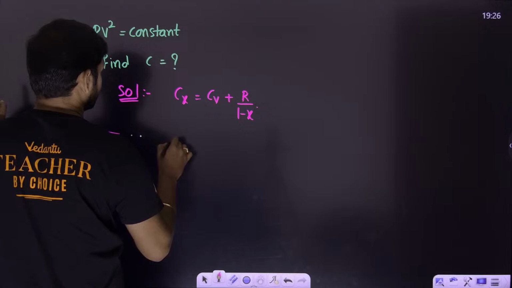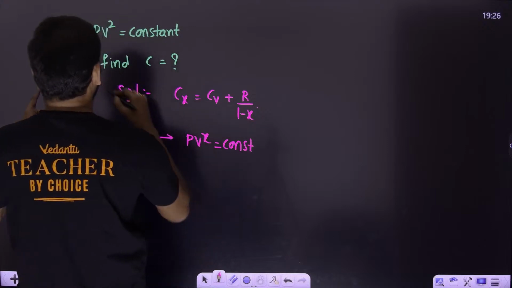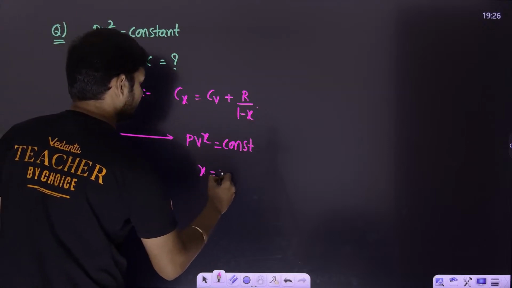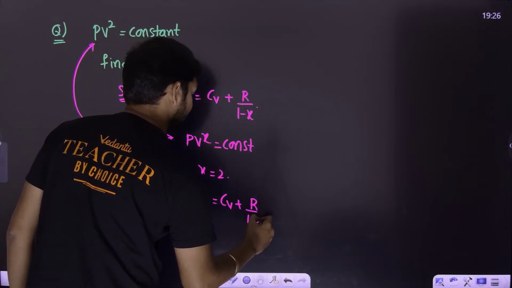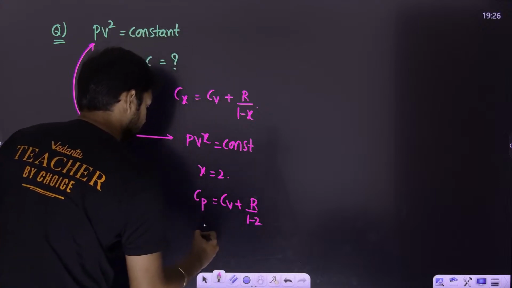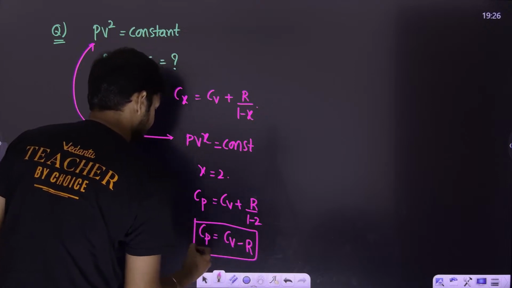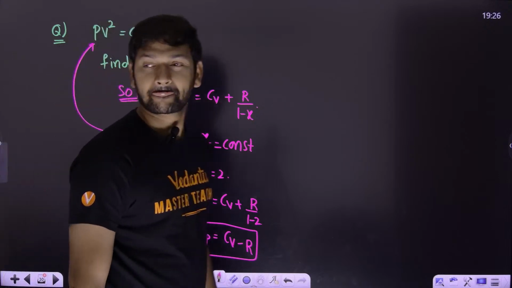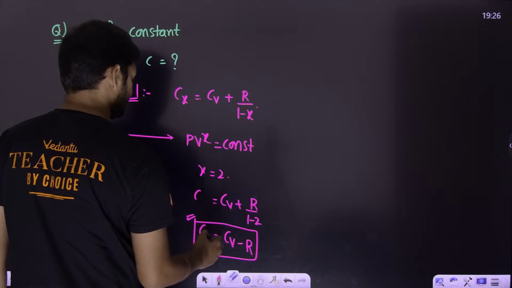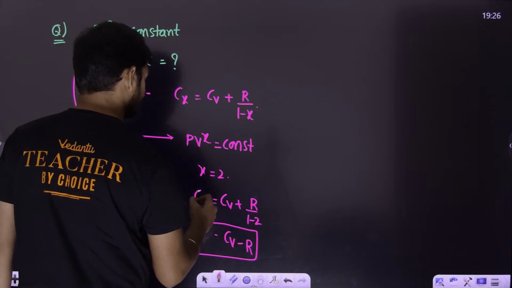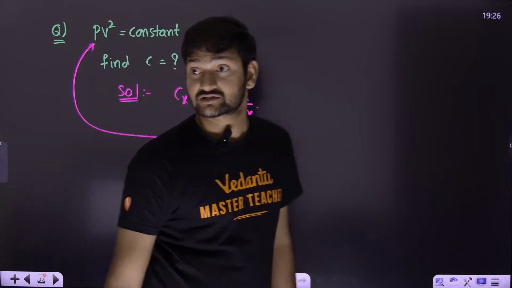Okay, fine. Look, so PV power x is equal to constant. When you compare these two, from here x is going to be 2. Then the C is going to be Cv plus R by 1 minus 2, so the value is going to be Cv minus R. Not Cp, my bad. It's C for that process. C for that process. My bad.